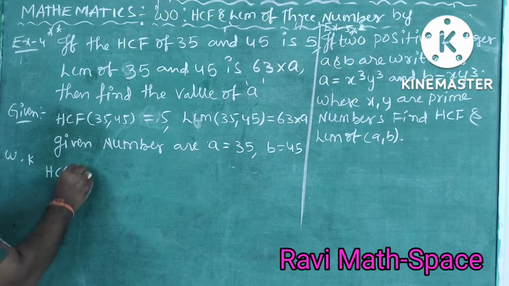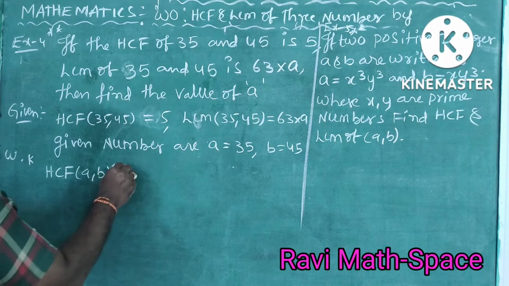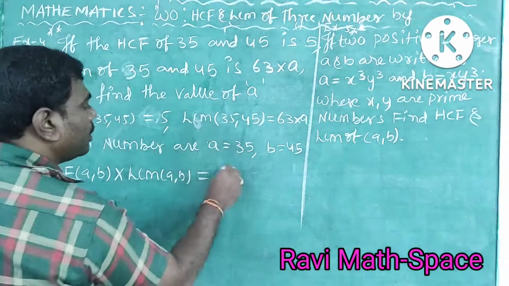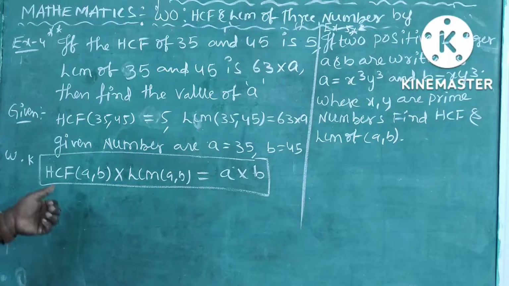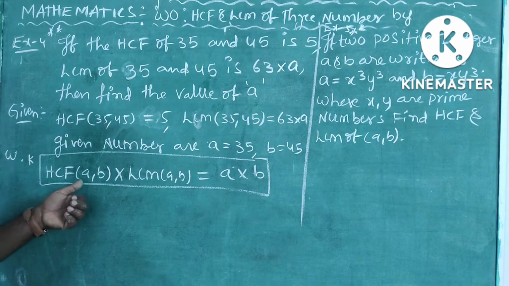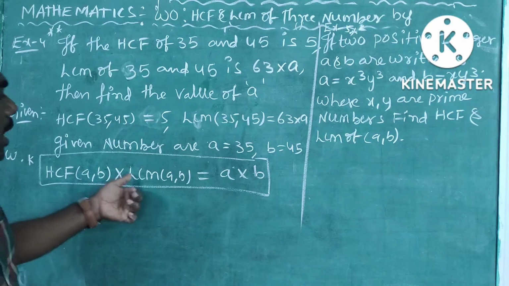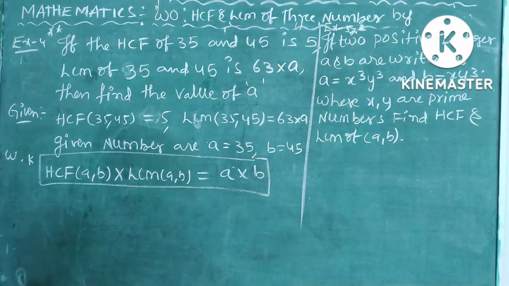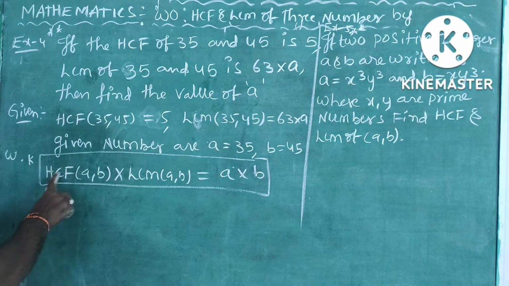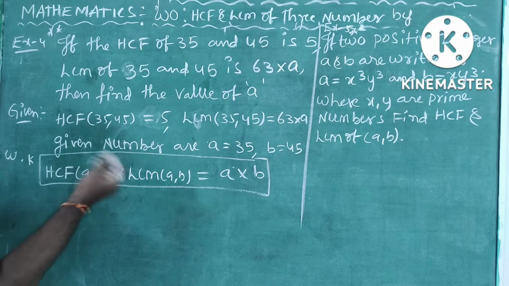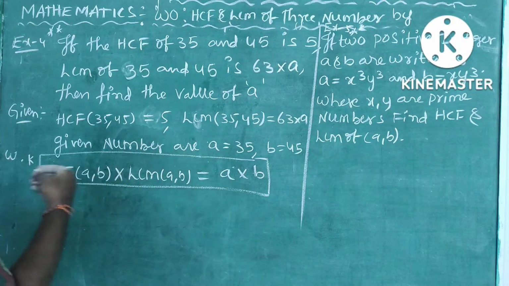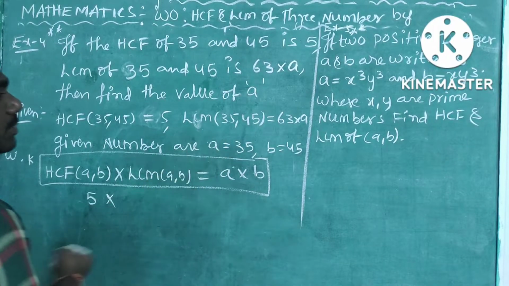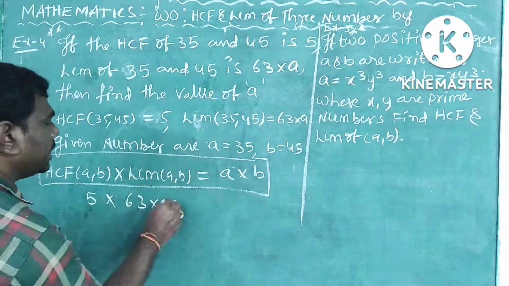HCF of two numbers multiplied by LCM of two numbers is equal to the product of the two numbers. HCF of A, B into LCM of A, B is equal to the product of the two numbers. Now substitute. HCF of two numbers is 5. Next one is LCM of two numbers, how much is it? 63 into A.